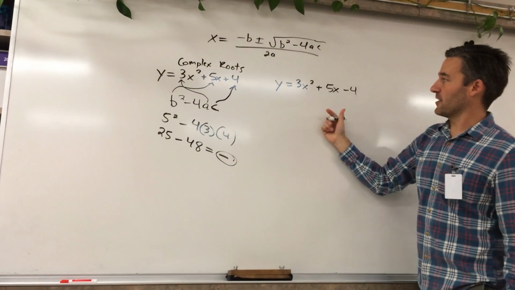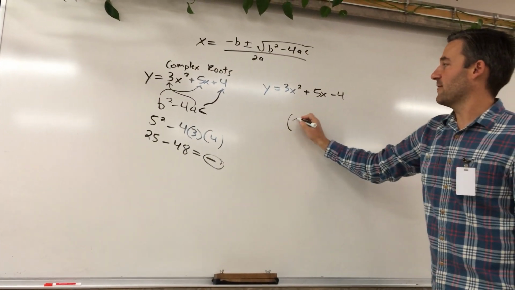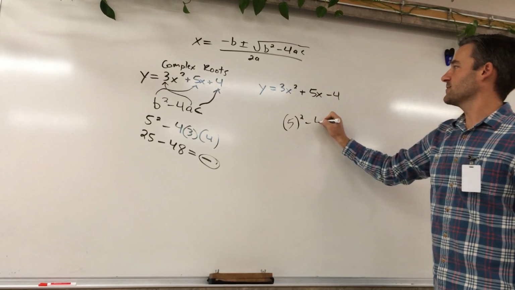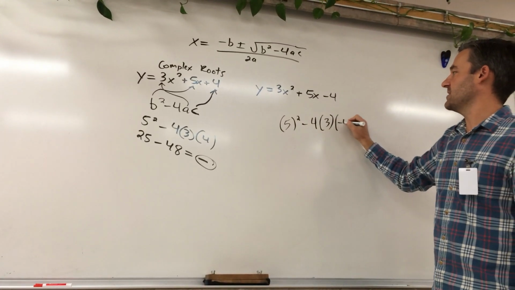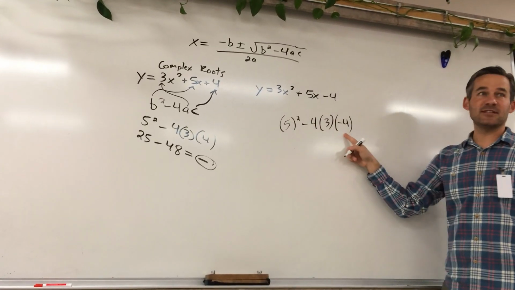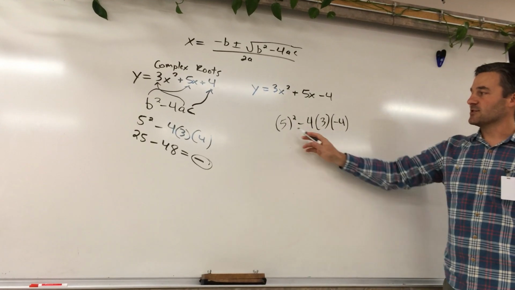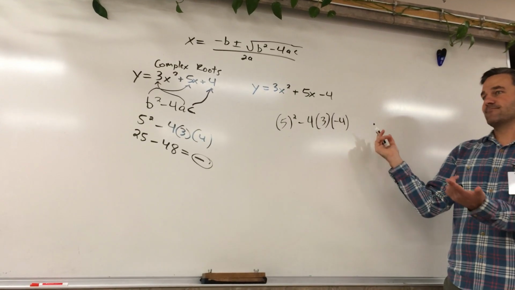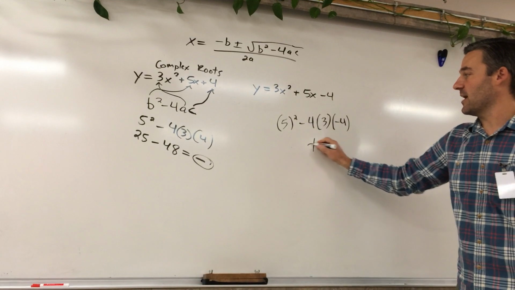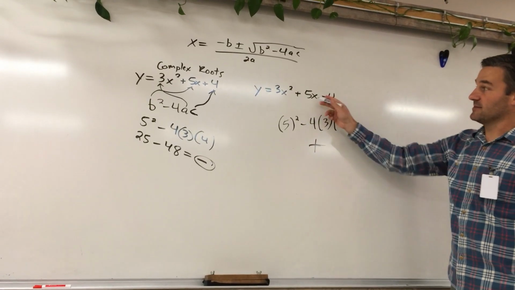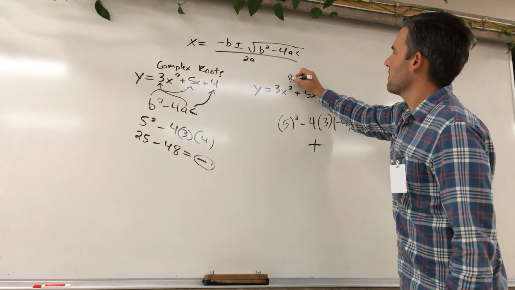Now let's do the same thing over here. b squared would be 5 squared again, minus 4 times 3 times negative 4. The negative times a negative is going to make a positive. So we have 25 plus something. So this is going to be a positive number. That means this is going to have real roots.